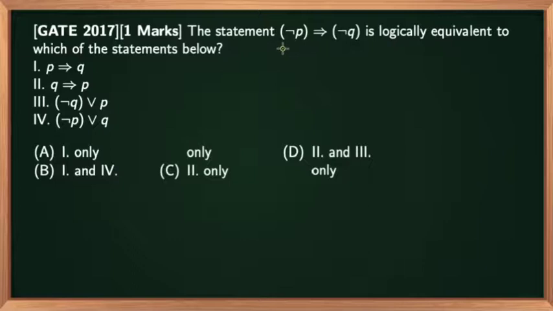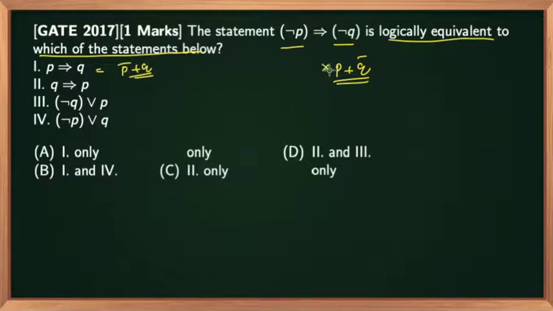The statement not p implies not q is logically equivalent to which of the following statements below, right? So we know that not p implies not q is equal to p plus q bar, right? Now the first statement, that is p bar plus q, this is not equal to this expression. The second statement, that is q bar plus p, this is equal. So the answer should contain the second one. So choice A is wrong. And similarly, choice B is wrong because it says 1 and 4.